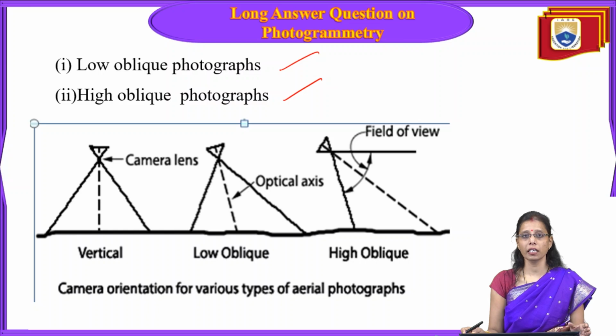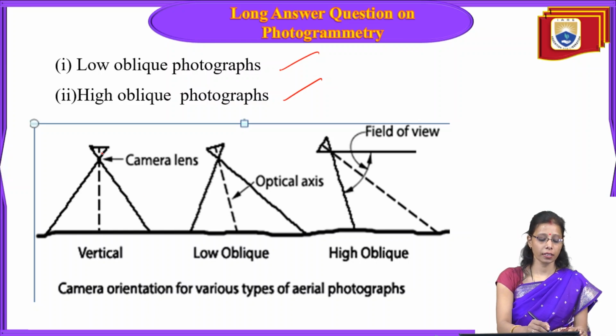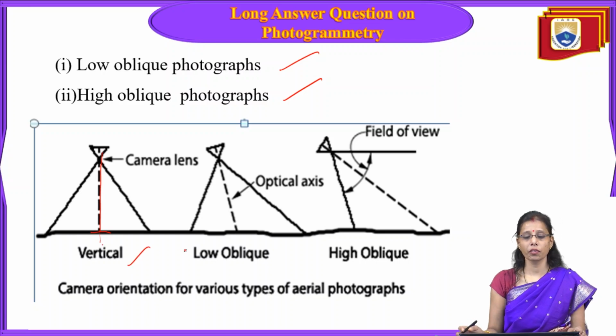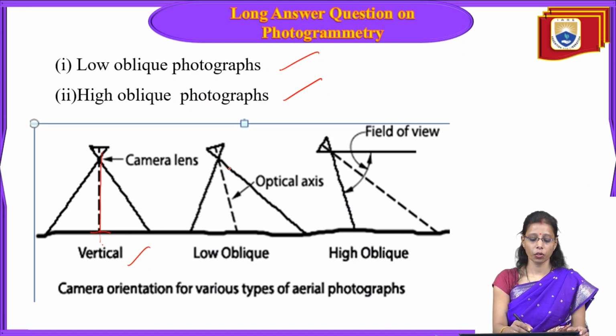Here you can see there are two types of photos: first of all, vertical and oblique. What is a vertical? It gives a photo exactly vertical to the ground. Here we can see only the top view of the building. We cannot see the side view of the building in this photo. Whereas in this oblique photo, we see the side view as well as the top view. Side and top are both visible.